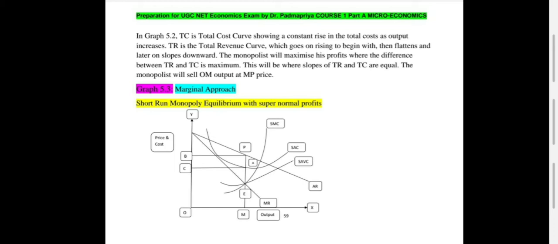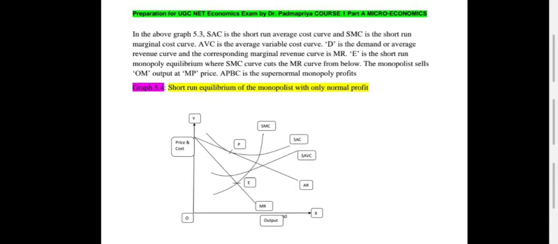Now, in the above graph, SAC is the short-run average cost curve and SMC is the short-run marginal cost curve. AVC is the average variable cost curve. D is the demand or revenue curve, and the corresponding MR curve is below it. E is the short-run monopoly equilibrium, where the SMC curve cuts the MR curve from below. The monopolist sells OM output at MP price. So we have supernormal monopoly profits.